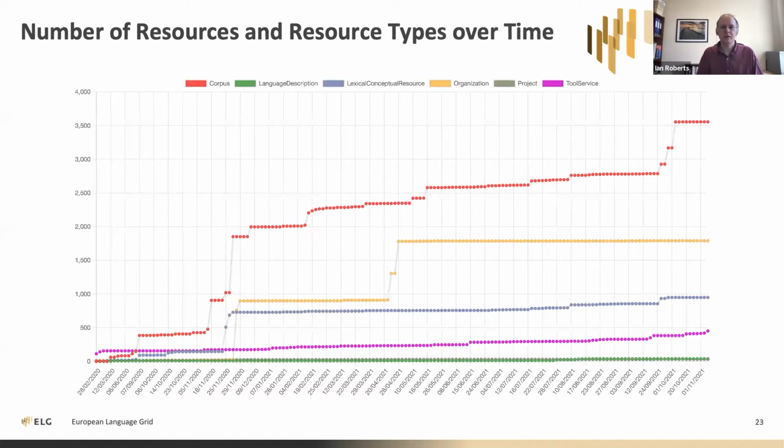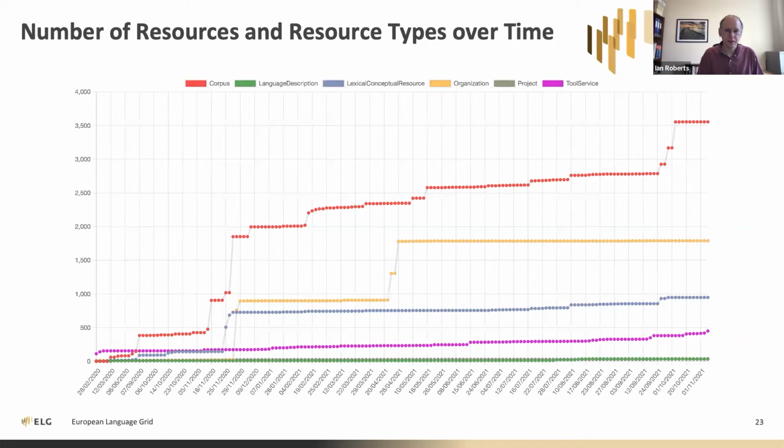more useful one, which is broken down by resource types. So you can see obviously that a big chunk of these, the red line at the top, is the corpora, the data sets. The orange line, yellow line in the middle, is the records for organizations, and that's something else which we're going to mention in a little bit. The idea is that the records in the ELG catalog don't just represent the services and the data sets, they also represent the organizations and projects that are the providers of these data sets. So it's all linked together in that way.